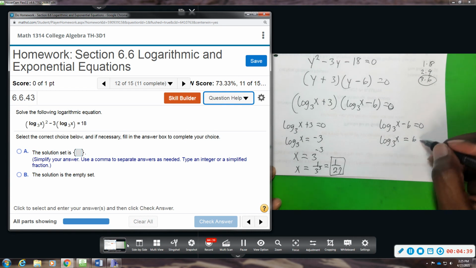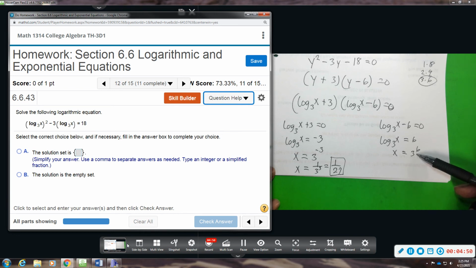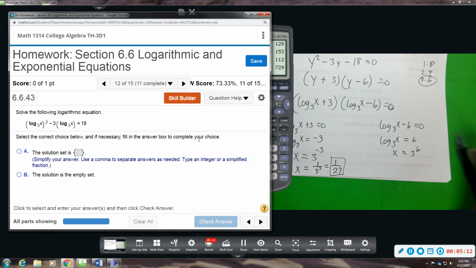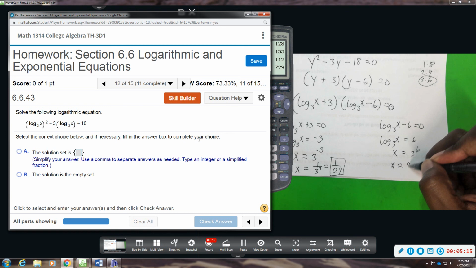Over here, x equals 3 to the 6th power, and that will give us 81 times 9, is it 729? Let's see. 3 raised to the 6. Is it 729? Okay. So this will give us 729.